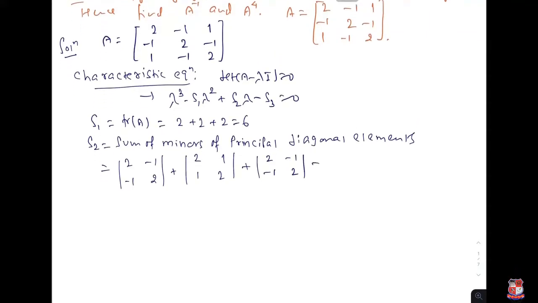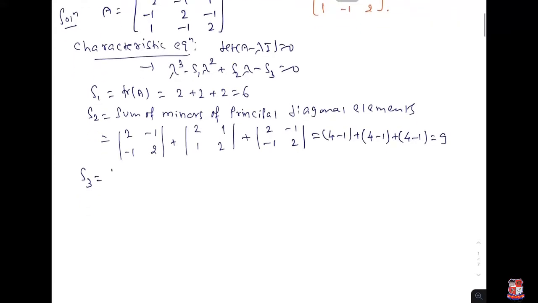Okay, so this is equal to 2 times 2 minus 1, so that is 4 minus 1. Second, again 2 times 2 minus 1. Third, again 2 times 2 minus 1. And so that is equal to 9.